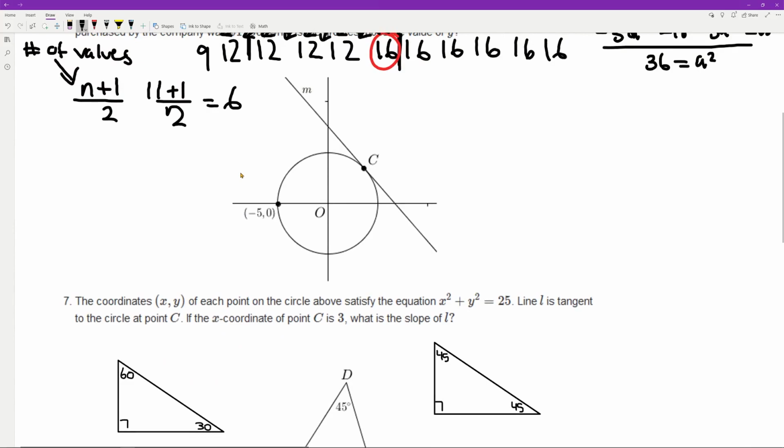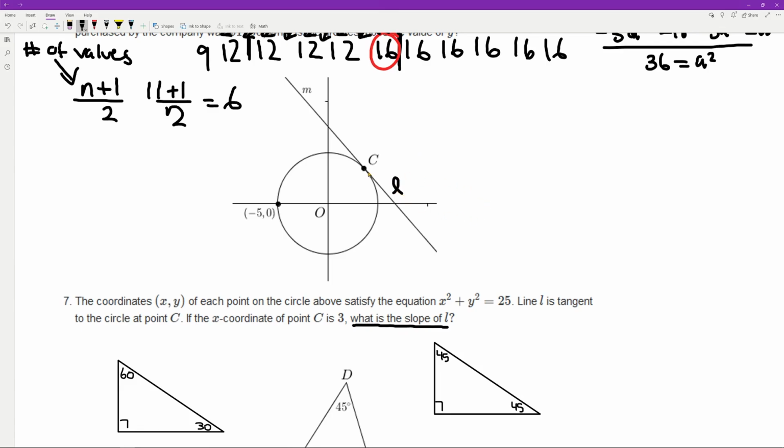Okay, so the next problem deals with circles and tangent lines. So in this case, what we're going to first do is figure out what we're solving for, and what we're solving for is the slope of line L. And where is line L? Line L is going to be this line right here.